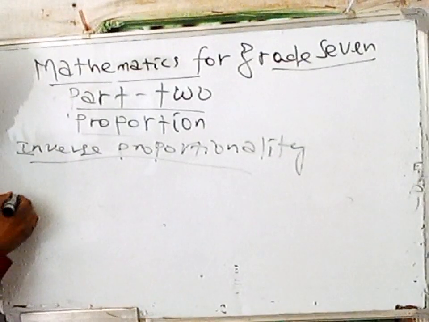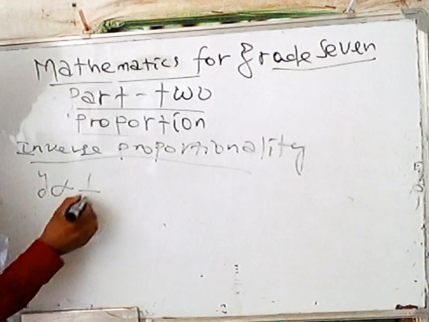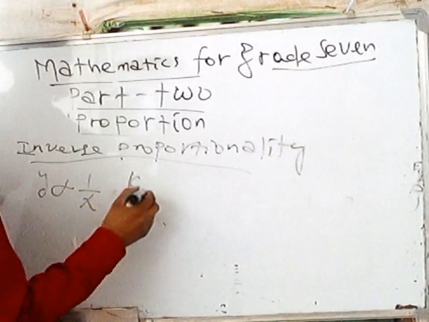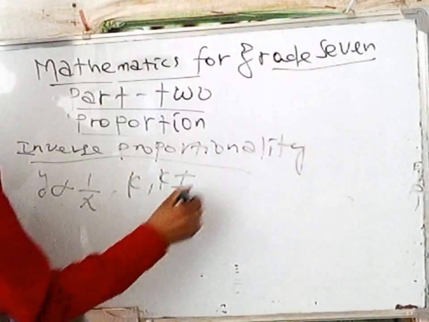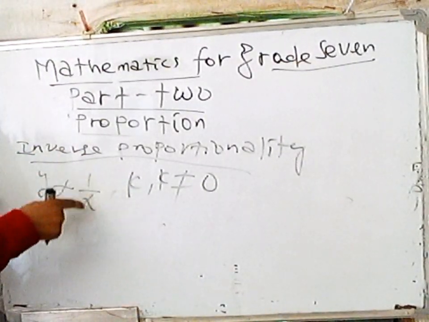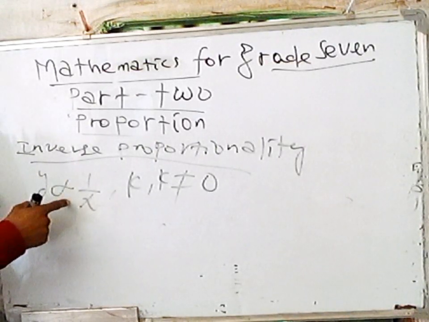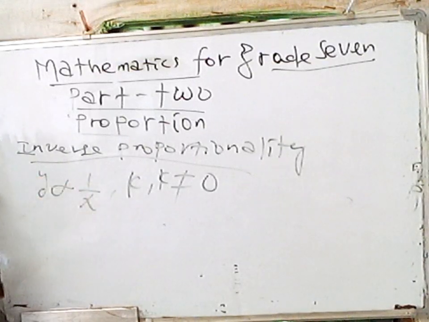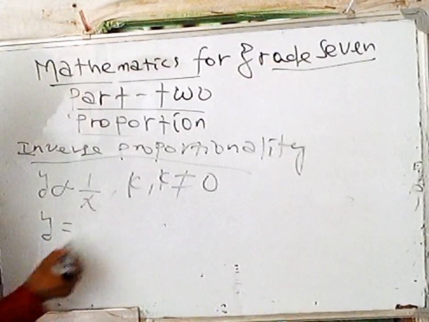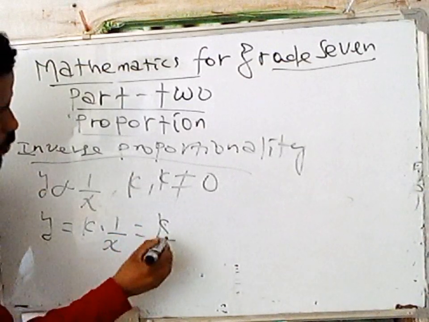Okay, if y is inversely proportional to x, there is a constant k, where k is different from 0. ስለዚህ ኢንቨርስ ከሆነ ምንድነው የሚሆነው? 1 over x ነው። y is proportional with 1 over x. That means y is equal to k times 1 over x. That means k over x.